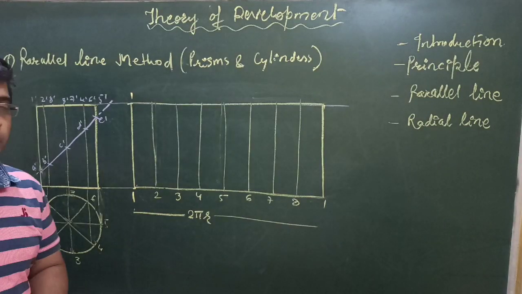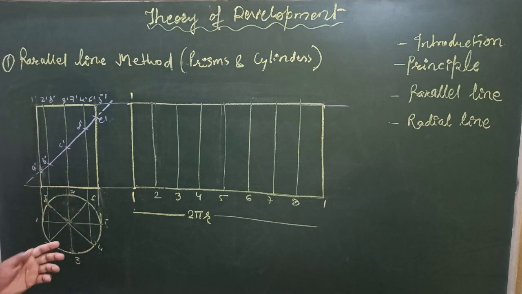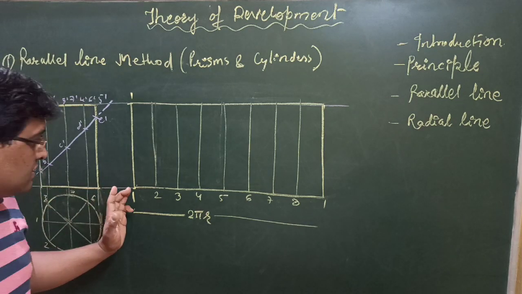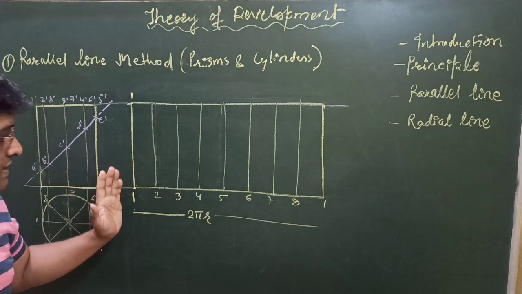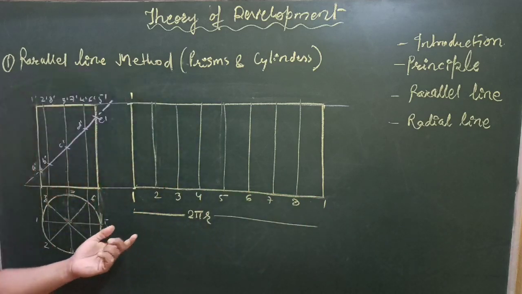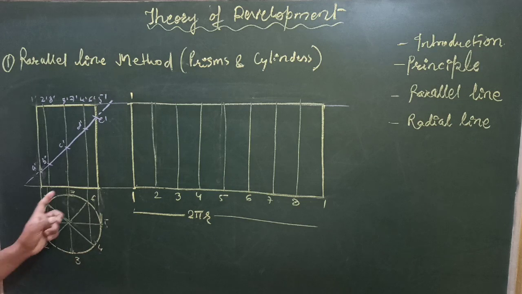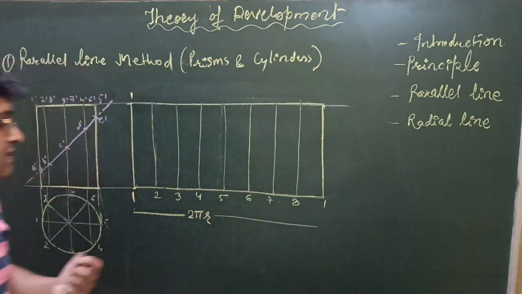So let us have one example of cylinder where a cylinder is cut by a cutting plane like this. What you need to do in case of cylinder, you need to initially draw the line 1 1 at some arbitrary distance, then take length equal to 2 pi r, where r is the radius of the circle, that is the radius of the base of the cylinder. So you have to take 2 pi r distance there.